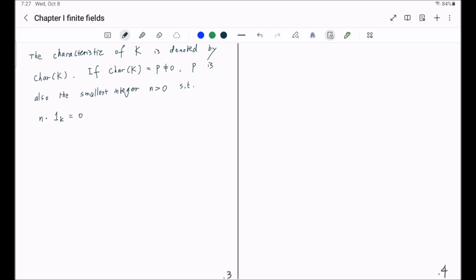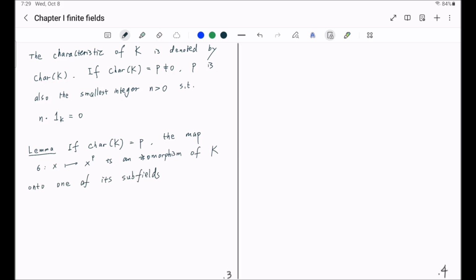Now, we study a very important map in a field of characteristic p, called the Frobenius map. If the characteristic of a field k is equal to p, then the map sigma sending x to x^p is an isomorphism of k onto one of its subfields. We denote this subfield by k^p.